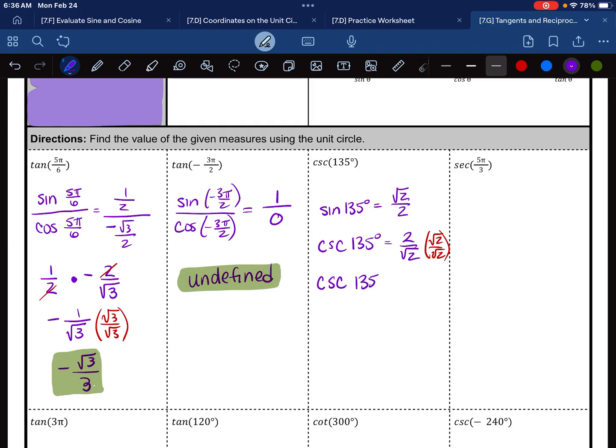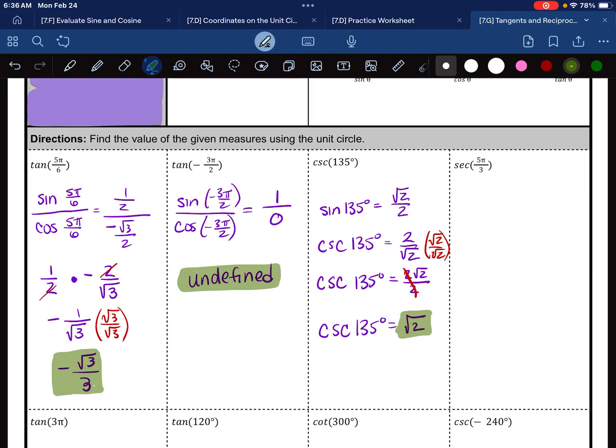That'll get you. So when you do this, I get 2 root 2 over 2. But these 2's will cancel each other out, right? Because if you have one in the numerator and one in the denominator, they equal 1.